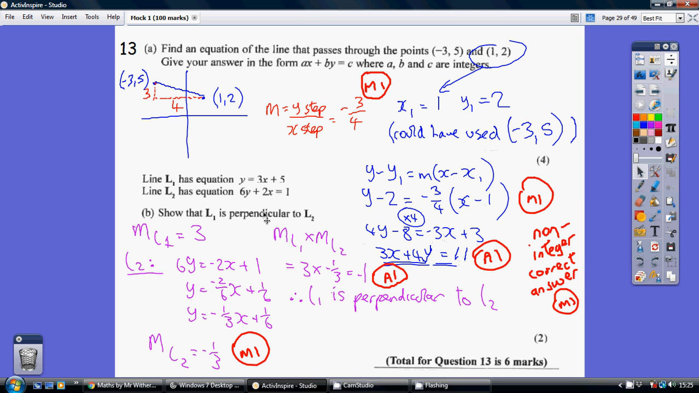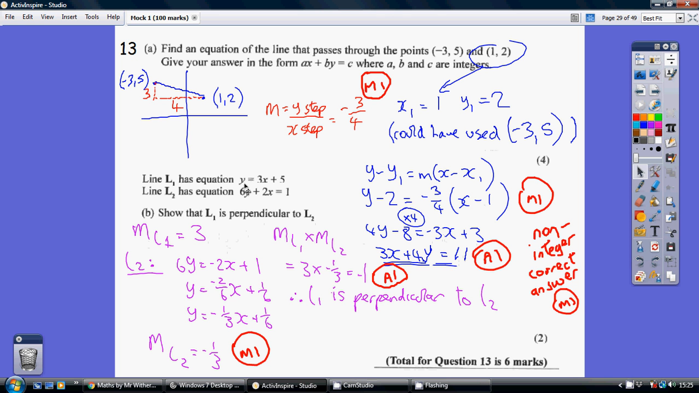Now for part B, I'm being asked to show that one line is perpendicular to another. So whenever you're asked to show that lines are parallel or perpendicular, focus in on the gradients. Now if you're being asked for them to be parallel, it's easy. You've just got to prove that the gradients are the same. But here, where you're being asked to show that they're perpendicular, you need to show that when you multiply the two gradients together, that you get minus 1. So we need to go and work out both the gradients, multiply them together, get minus 1, and say therefore they're perpendicular. So here goes.